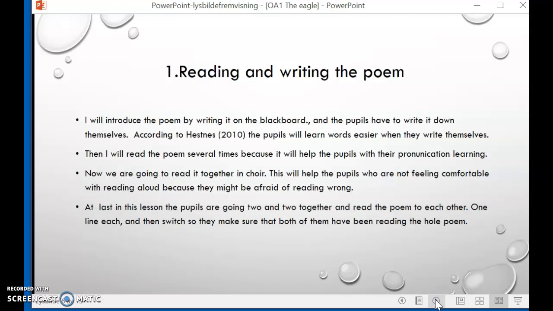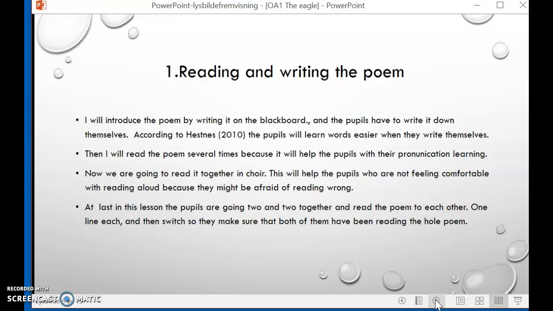1. Reading and writing the poem. I will introduce the poem by writing it on the blackboard, and the pupils have to write it down themselves. According to Hessnes, the pupils will learn words easier when they write them themselves. Then I will read the poem several times because it will help the pupils with their pronunciation learning.